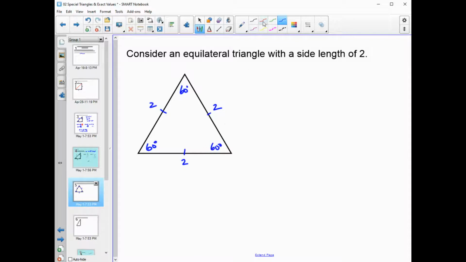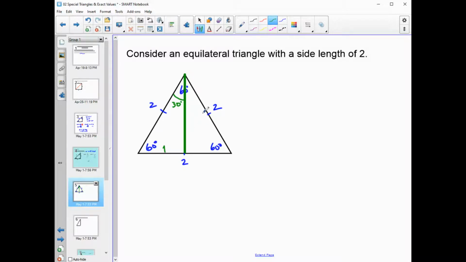What I'm going to do with this triangle, similar to what I did before, is cut it in half, but where I cut it is going to be a little different. Now I'm going to go from the vertex of the triangle to the middle of the opposite side. And that's going to have some interesting effects. For example, this side length is going to be half of 2, so now I have a side length of 1. And this angle is going to be half of 60 degrees, which means it's going to be 30 degrees.